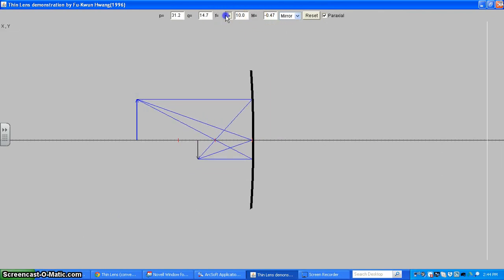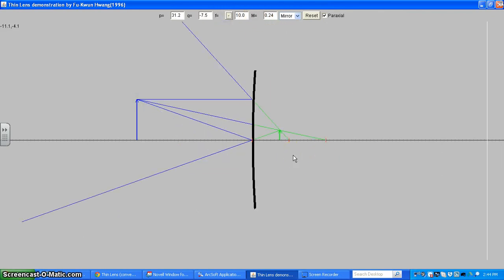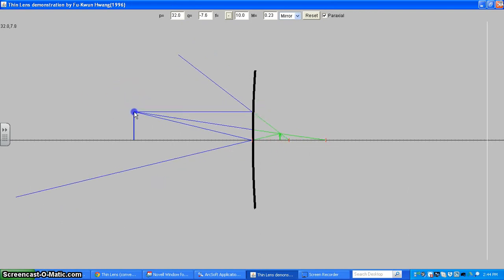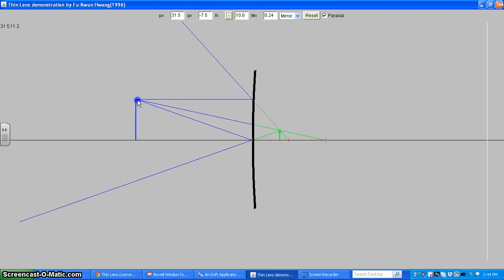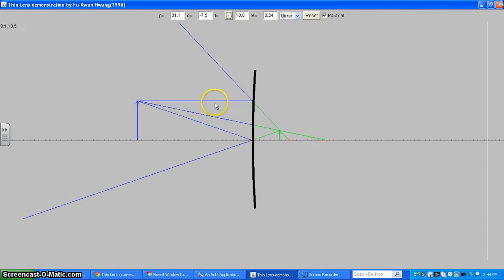If we go ahead and switch to a convex mirror, again, you'll notice that there are three rays that are drawn. The first one comes in parallel and then reflects off. You'll notice that this one reflects and its extension goes through the focal length, so a little different than the last one, because the last one reflected through the focal length. This one reflects basically through the focal length on the opposite side.